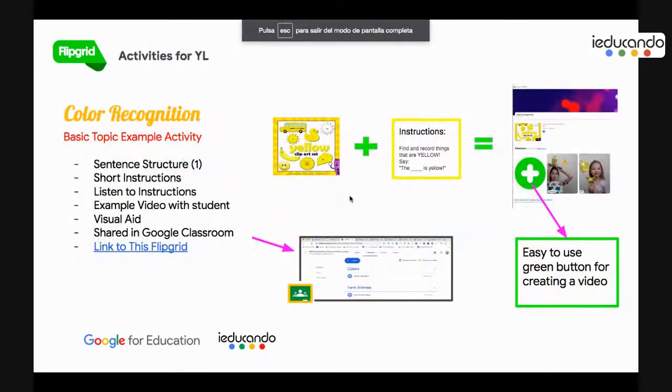So another activity with even younger children went even simpler. I gave one visual here. I gave it one instruction here. I linked it to my different Google Classroom that I had open for them. And then with this easy to use green button, they can do the same thing. But this was even just with color recognition.